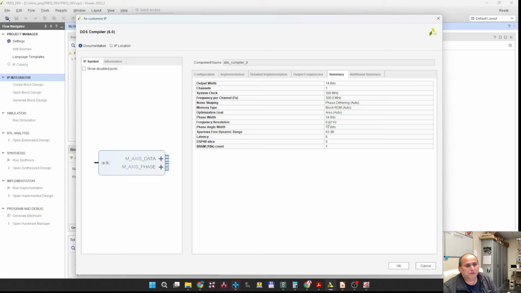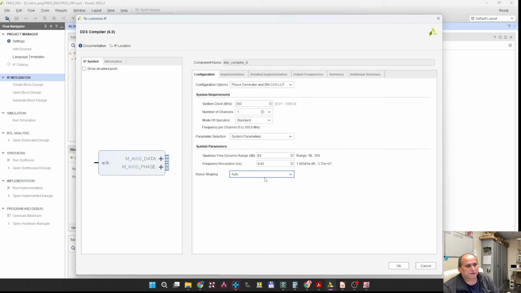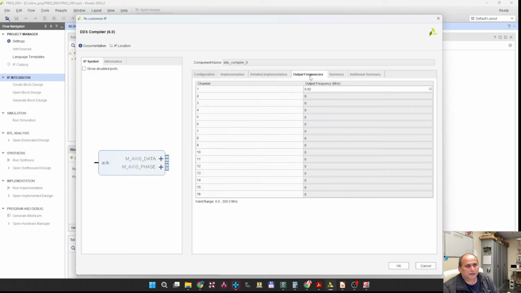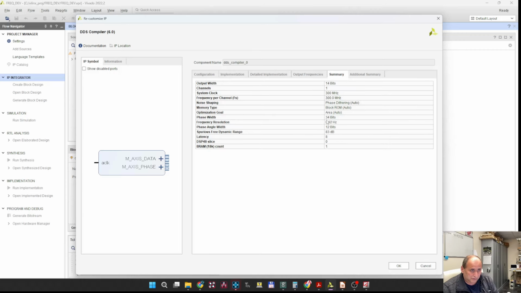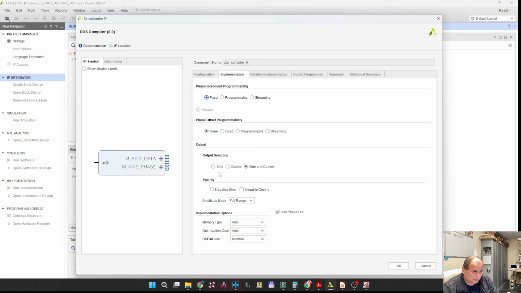Now our phase width, because we chose here the frequency resolution, it figured out that it needs a 32-bit phase accumulator. Okay, now we have here the information for phase out. I don't want a phase out output, so I'm just going to say here I don't want one. I just keep it a little bit more simple.